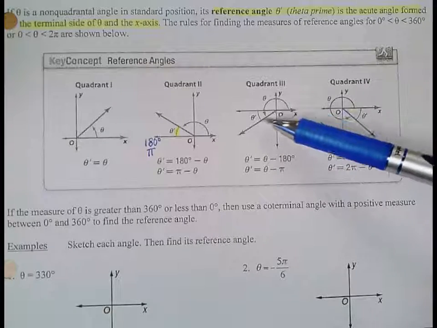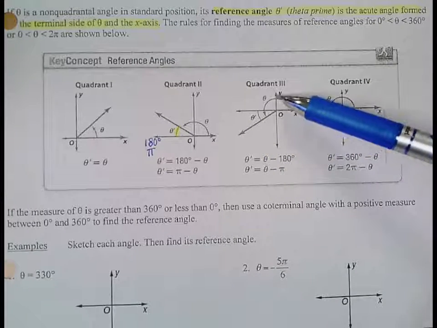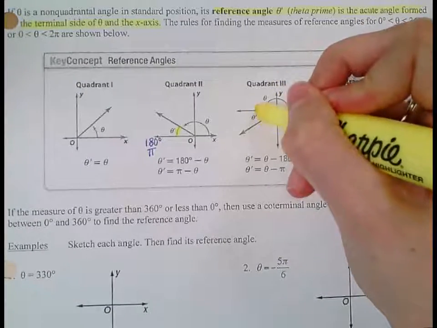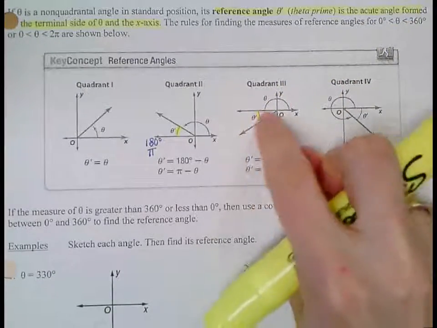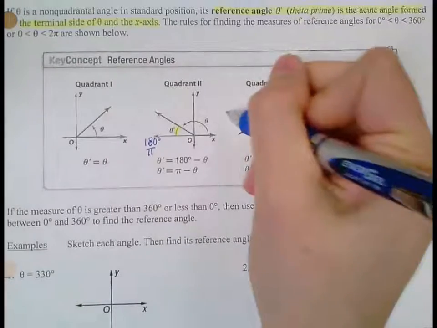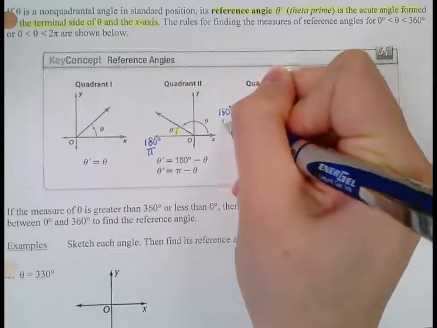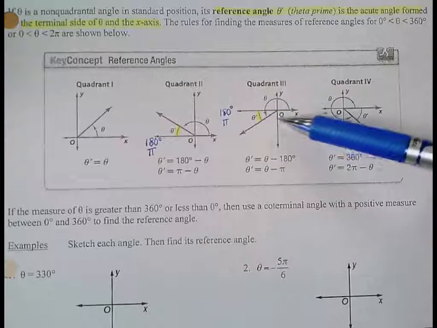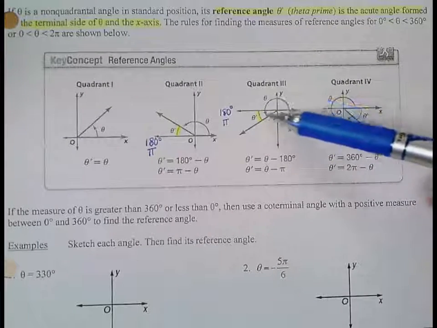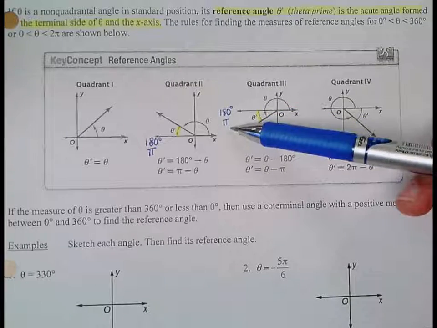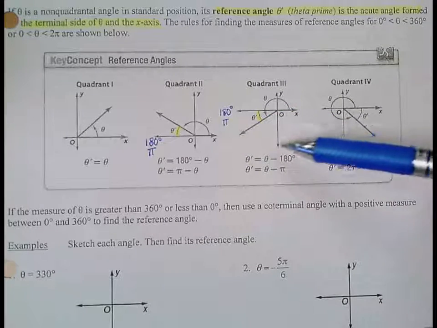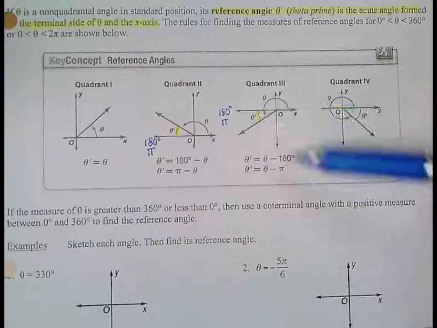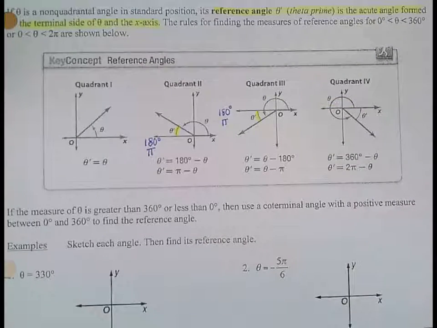If the terminal side is in quadrant 3, the reference angle, theta prime, again is between that terminal side and the x-axis, which again would be 180 degrees or pi. So here's how you could find that measure. Because the angle theta would be greater than 180 degrees or greater than pi radians, you would take your angle theta and subtract 180 or subtract pi to find the reference angle.